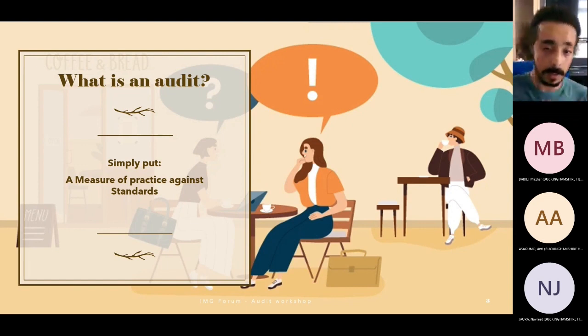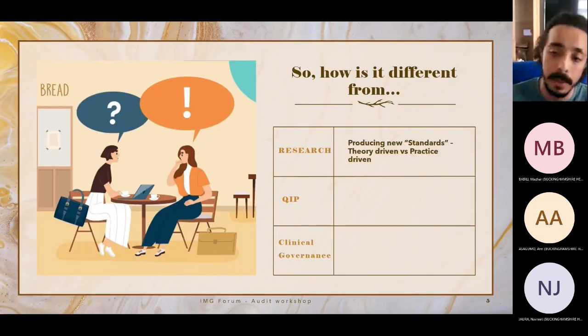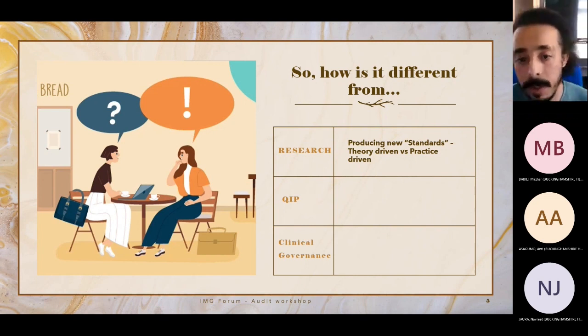So it's different from research because research is aiming at producing new standards. It's aiming at answering questions that have not been answered before. An audit is just seeing whether we are actually applying what we know in our practice. So research is theory-driven and audit is a practice-driven process.